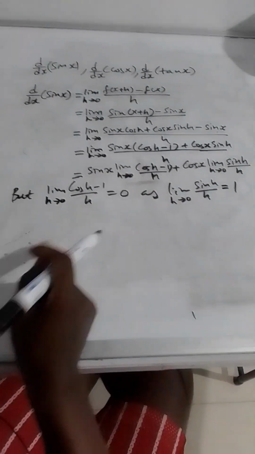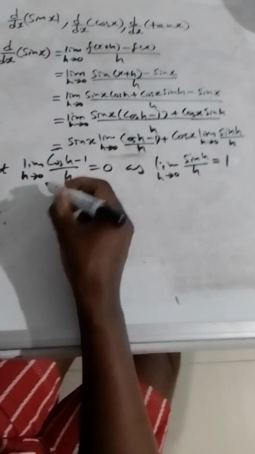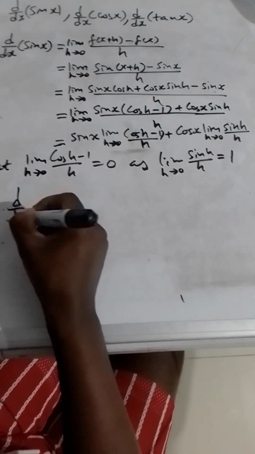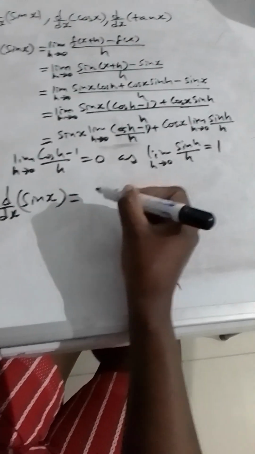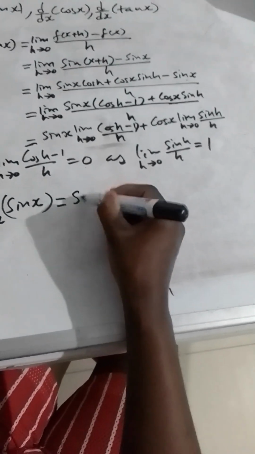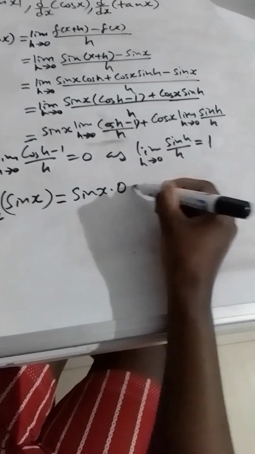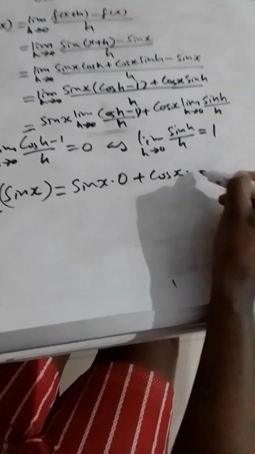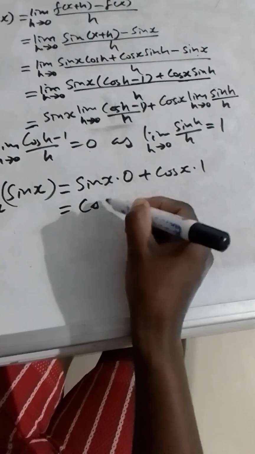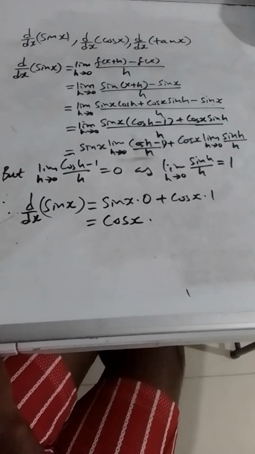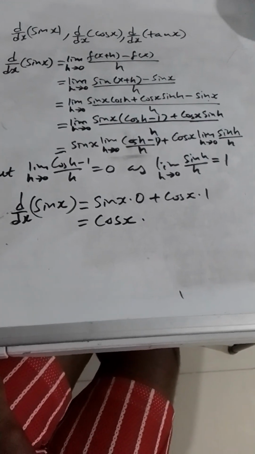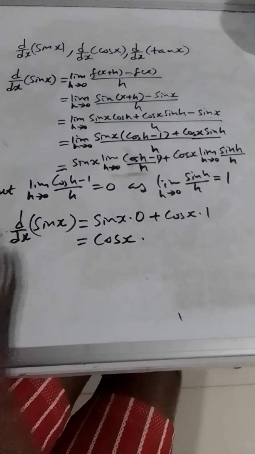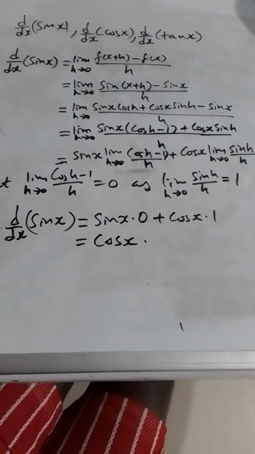Now with these two equations here, we get therefore the d dx of sine of x equals sine x times 0 plus cos x times 1, which is basically cos x. And so we know now that the d dx of sine x equals cos x.